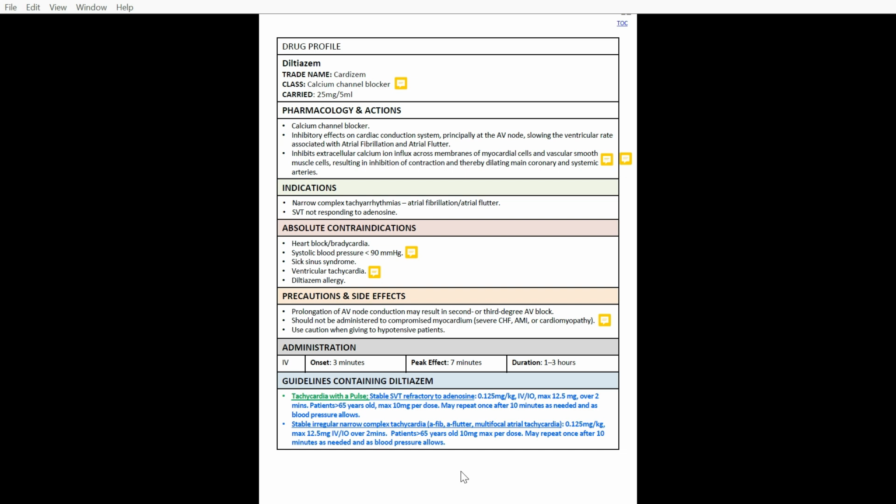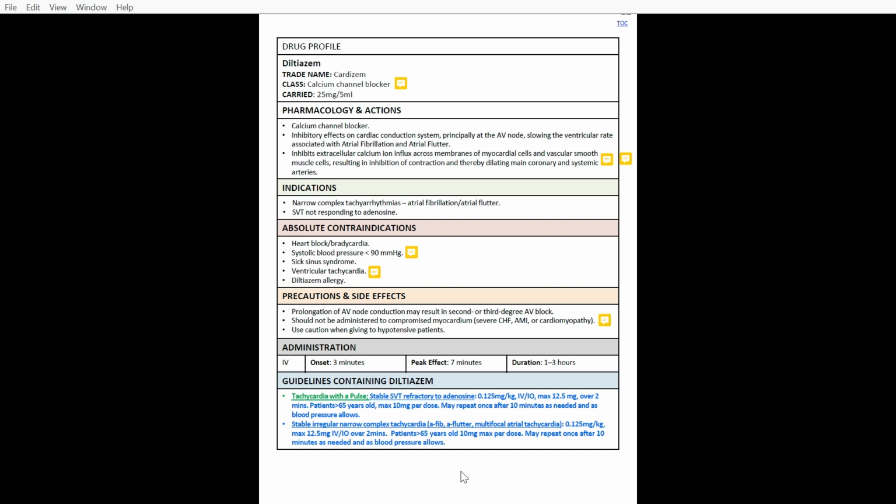We can give this drug IV or IO. Its onset is 3 minutes and its peak effect is within 7 minutes. So remember, we give this to patients who are primarily in atrial fibrillation or flutter with a rapid ventricular rate. So this rate has to be a rapid ventricular rate. Just keep in mind that it's not going to necessarily terminate the atrial fibrillation. What it's designed to do is just slow that conduction and just slow that rate down.